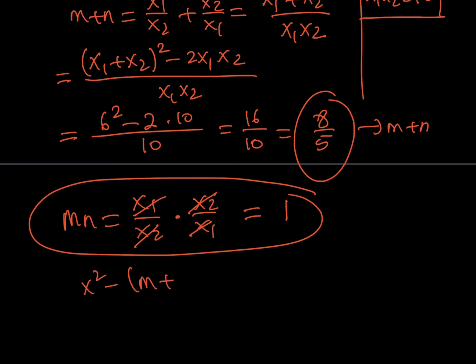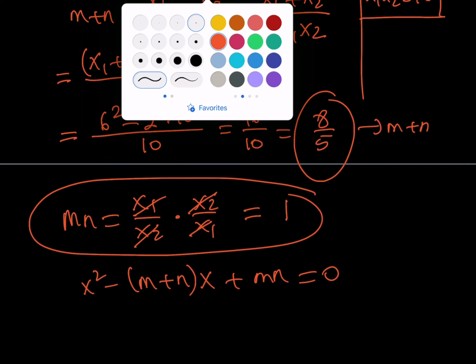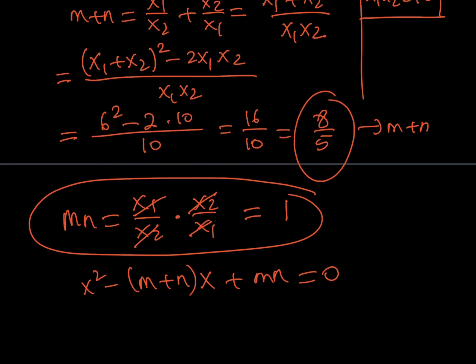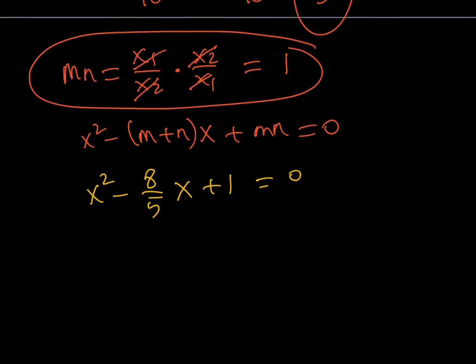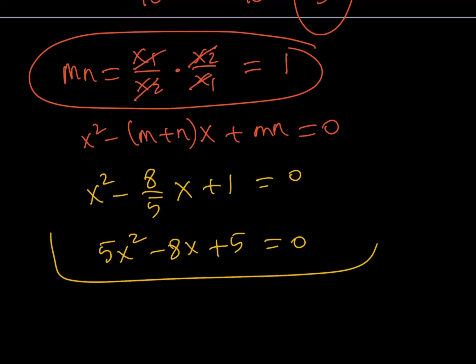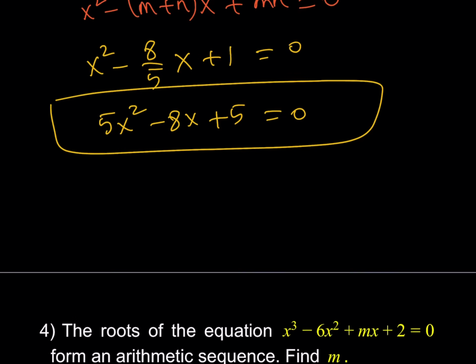So the equation whose roots are m and n can be written like this. What I'd like to do is basically replace the m plus n with 8 over 5 and mn with 1. And this is going to be my equation. If you don't like the fraction, you can go ahead and multiply everything by 5 and you'll get a nicer version. And this is going to be the answer. All right, cool.